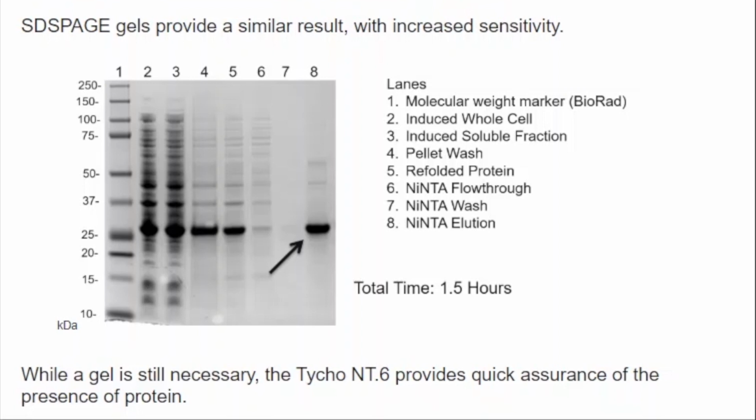And I would say that this gel is still necessary because it gives me really good information about the purity of my sample and where in my purification I'm losing some of the sample. But the Tycho gives me quick assurance that my protein is, in fact, in the elution. And so while I'm running this gel, I can be confident that my protein is present, and I can move on to the next step of my purification, such as concentration or enzyme digestion, while I run this gel. So I can be more efficient with my time, and I can multitask if I have that solid result already from the Tycho.